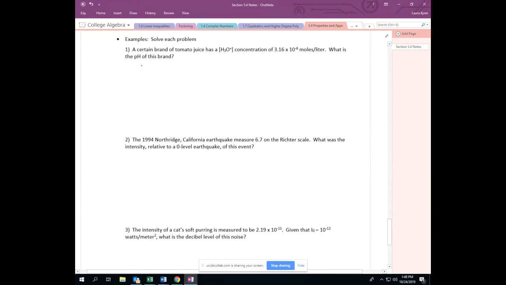First one is talking about tomato juice and pH. So we're going to be using the pH formula. And in this example, they tell us what the concentration is. So here's our concentration. And that's really the only measurement that's involved in our formula. If we're trying to find the pH, we're going to use negative log of this value, the H3O plus, which is 3.16 times 10 to the negative 6 power.